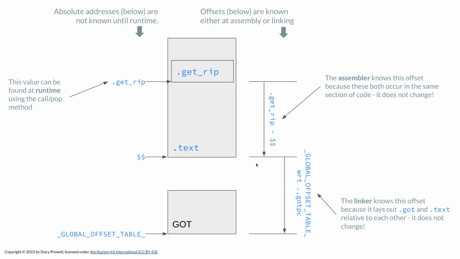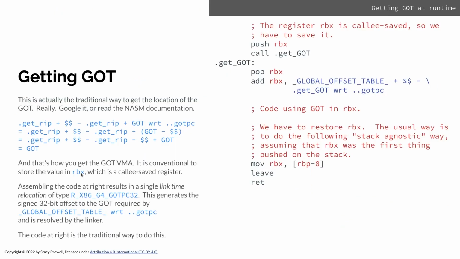So follow the math here. If I know the absolute value for get RIP, I know the distance to the start of the section, and I know the distance from the start of the section to the GOT, I can now work out from that the address of the global offset table. Here's what that looks like.